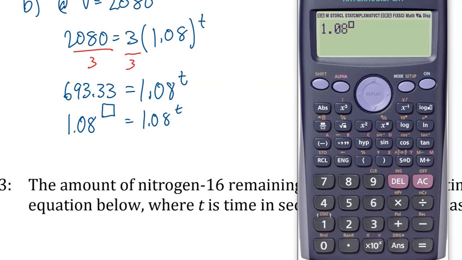What did you do to 693 instead of 2000? Do what to? When you were finding the exponent, what did you do to 693? Yeah, that's what we're going to do.